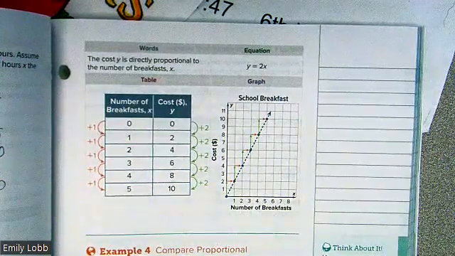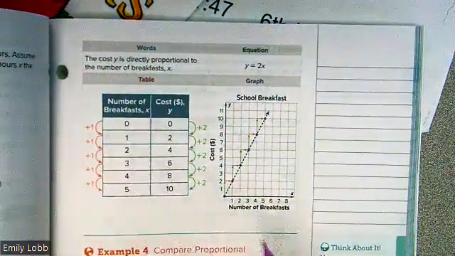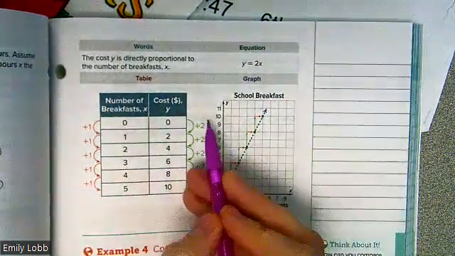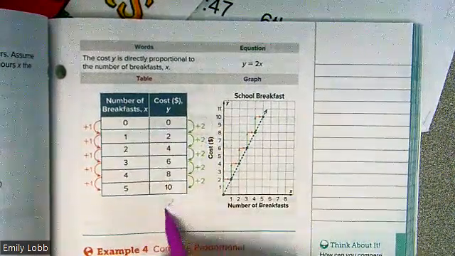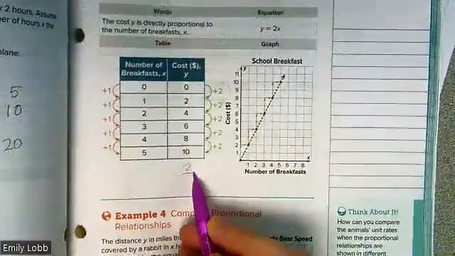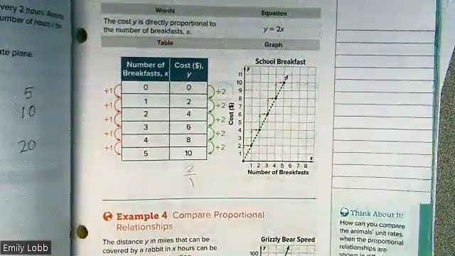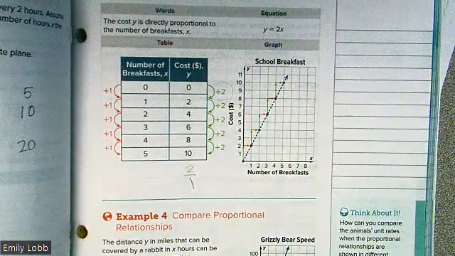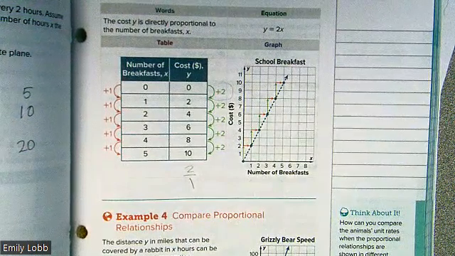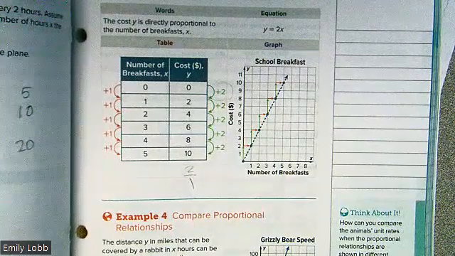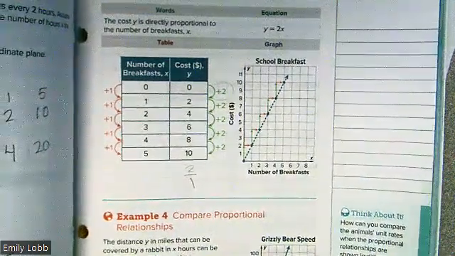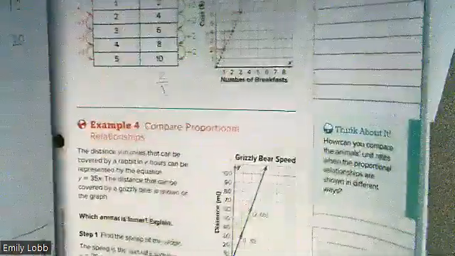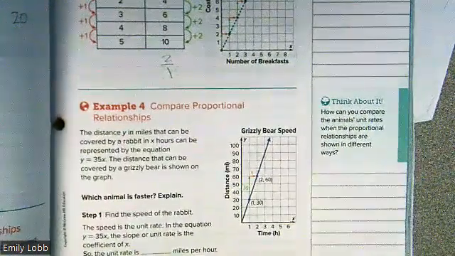So every time the number of breakfasts goes up 1, the y or the cost goes up 2. So they took the change in y over the change in x. See, the constant ratio is y over x. So 2 over 1, or 2, would be our slope here. So this is kind of just another way of showing us what we were looking at on Tuesday with those notes, and hopefully you practiced that some yesterday.